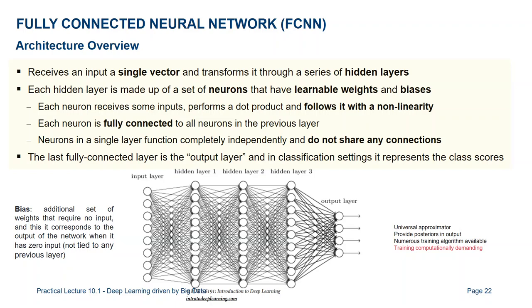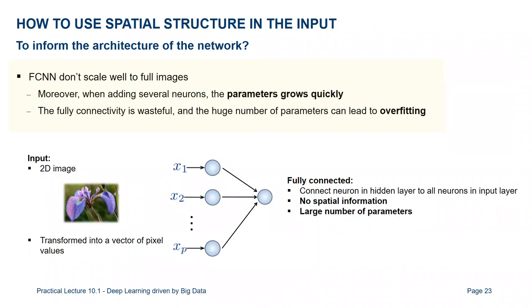Now the question is, if we deal with images, because we started with this example with the flower, how can we use spatial structure in the inputs to inform the architecture of the network? The fully connected neural network doesn't really scale well with images, because you need to take a 2D input image and transform it into a vector of pixel values. First, you are losing the spatial information because you're passing from a 2D to a 1D vector. And when you add several neurons, the parameters grow quickly, which happens with very large images, because you need to connect all the neurons in the hidden layer to the neurons of the input layer.